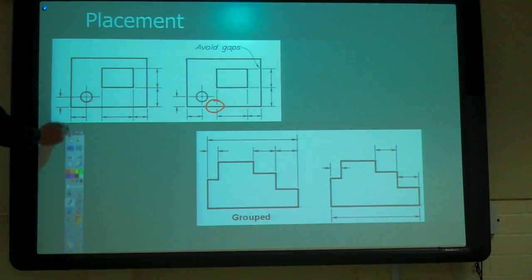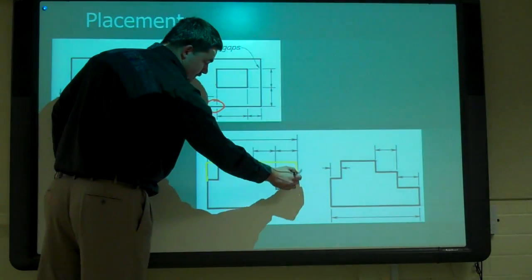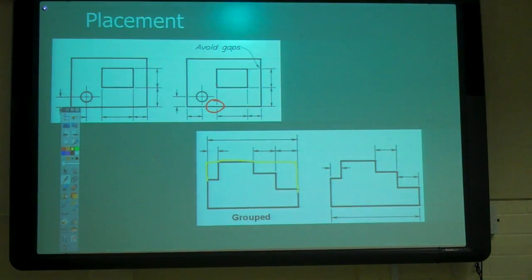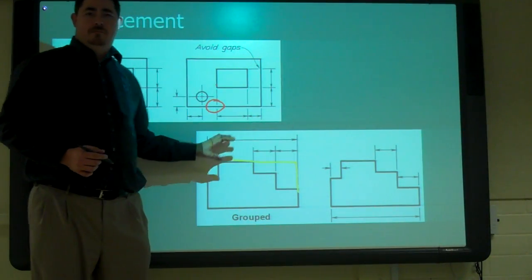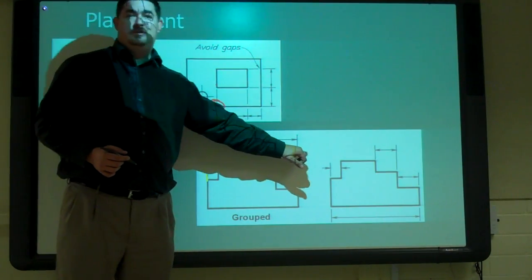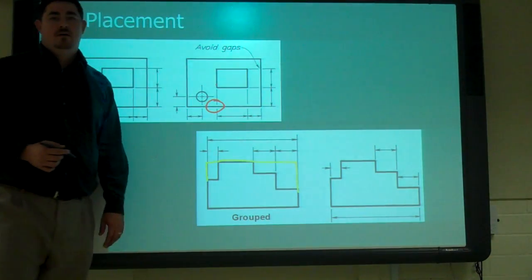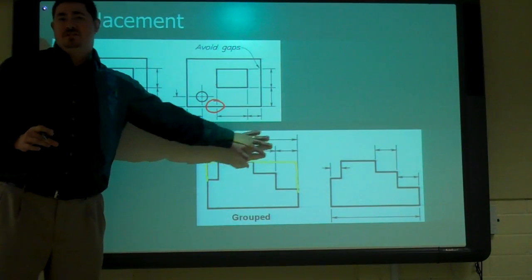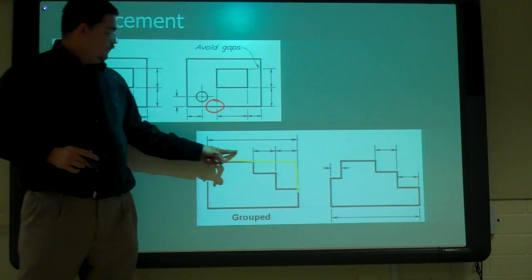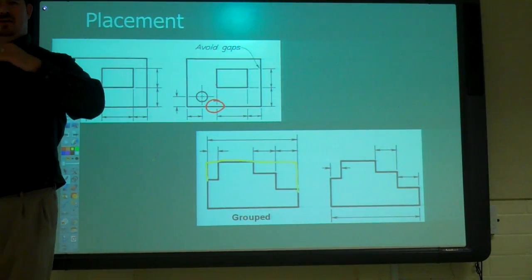Also, if we draw a box around our whole part, that's called our envelope. We want our dimensions to be outside that envelope, because now that helps to group them. I can look straight across one line and see all those dimensions. I'm not having to go up and down and around and trying to figure out where things are. So that's our envelope. We want to try and stay outside of that. That helps force us to group them. And also see now that these are all in one straight line all the way across. That kind of helps make it a little neater.